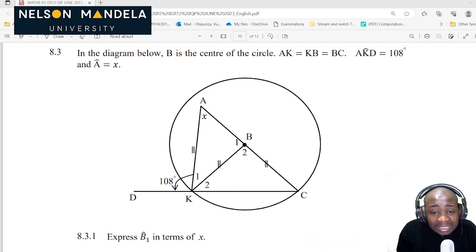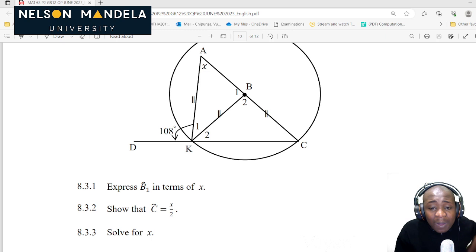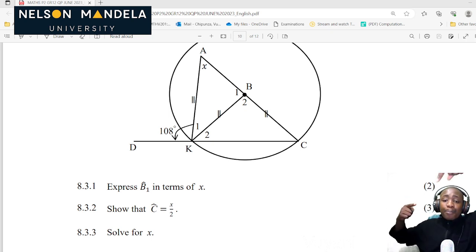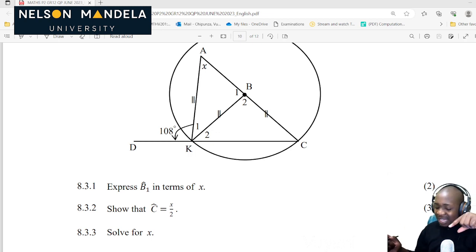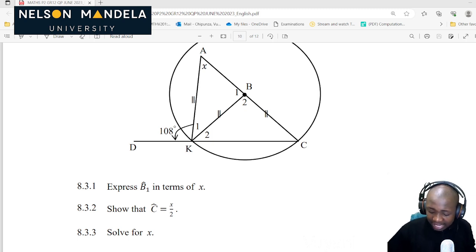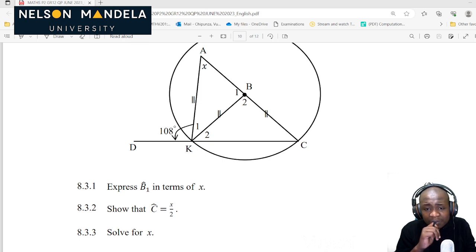What do they want? Express B1 in terms of X. Where is B1? There is B1. They want us to express it in terms of X. Do you see that we have a triangle ABK there? If we say B1 plus angle A, which is X, is equal to 180 degrees, then the reason is exterior angle of a triangle. That's the answer. Or we can see that B1 is actually equal to X. Why is it equal to X? KB is equal to AK, which means opposite angles equal sides.